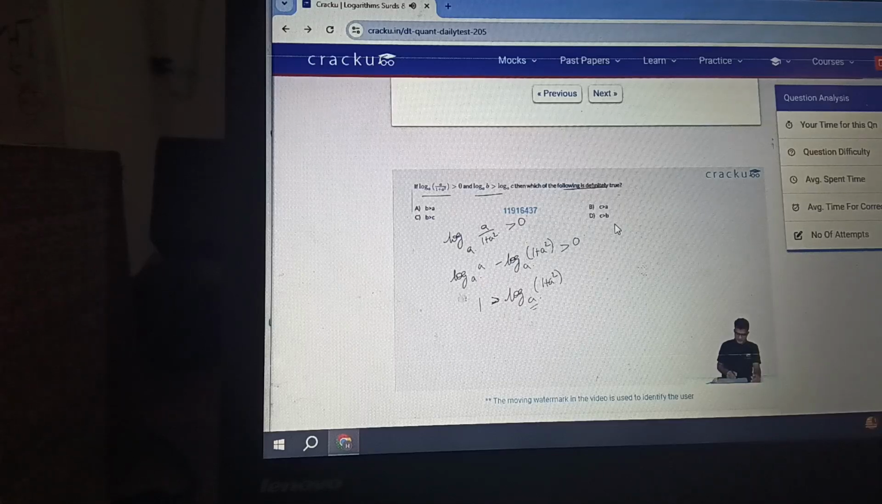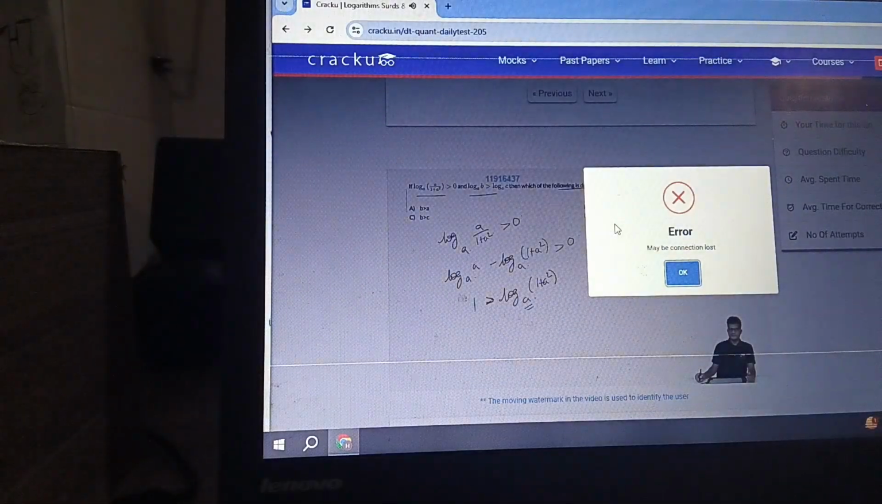Now there are two cases over here, because the base can be either greater than 1 or it can be less than 1, and based on its value, the direction of the inequality will also differ. So if you consider the case where a is greater than 1, then the given inequality will essentially become 1 plus a square is less than a, or a square minus a plus 1 is less than 0. This is not possible. For any real value of a, if you simplify, this is equal to a minus 1 by 2 whole square plus 3 by 4.